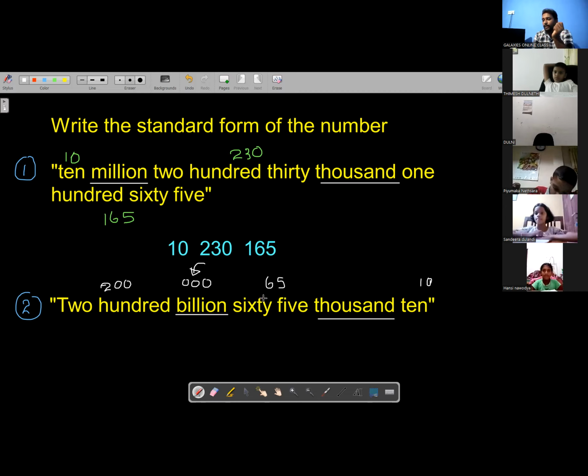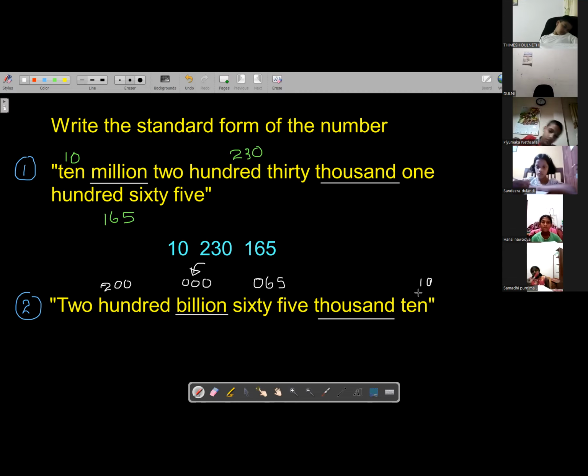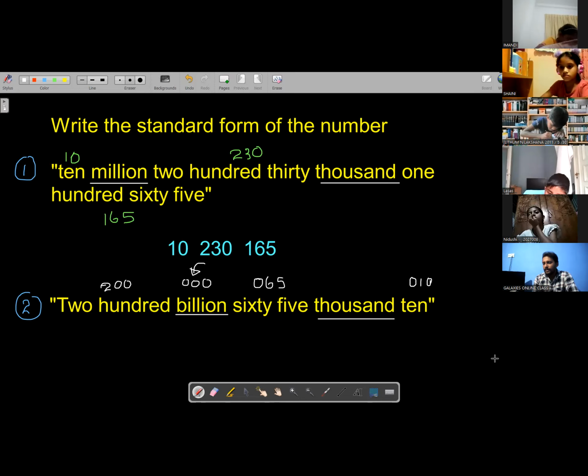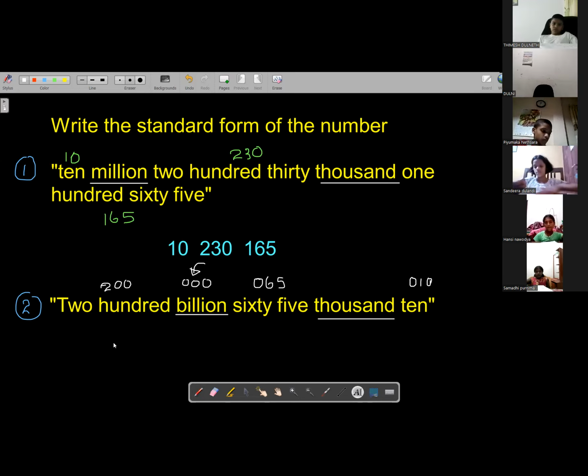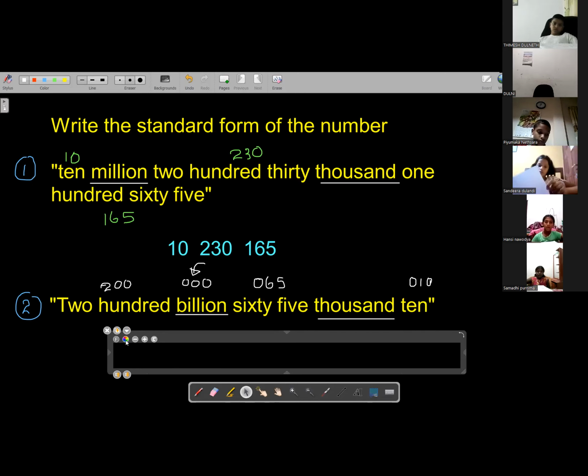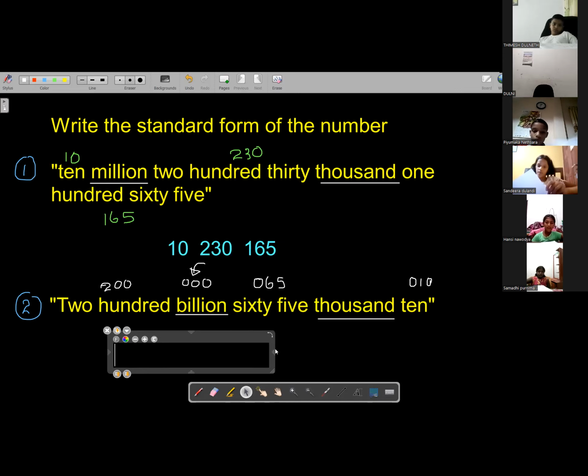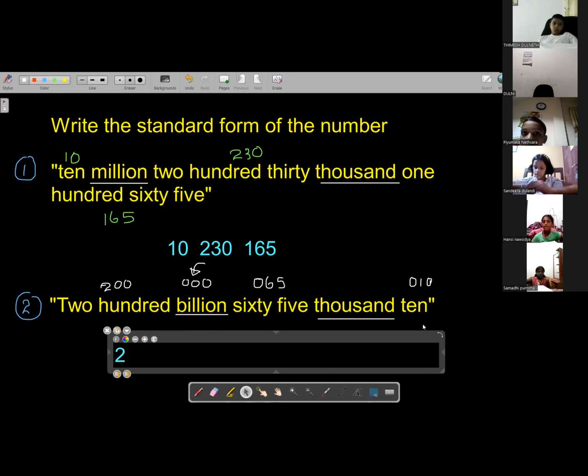You have to put zero. Where? Where do you have to put the zero? Before 65. Right? Before 65, you have to put zero. And also in this period, you can see only two digits, so you have to put another zero before 10. Right? Then you can write the answer. How can you write? It is the billion period 200. Million period, we can't see, so it should be three zeros. Thousand period is 065. And unit period is 010.